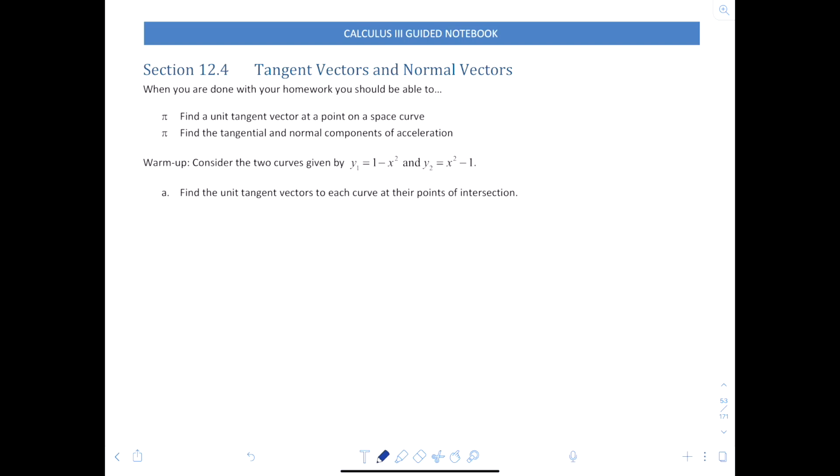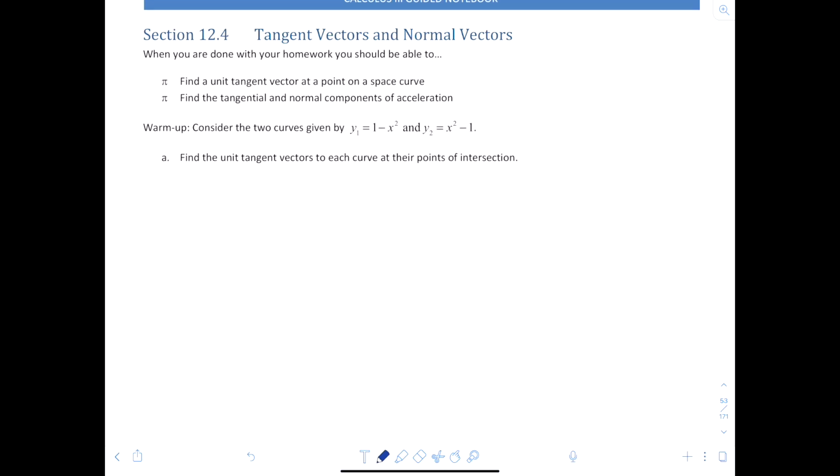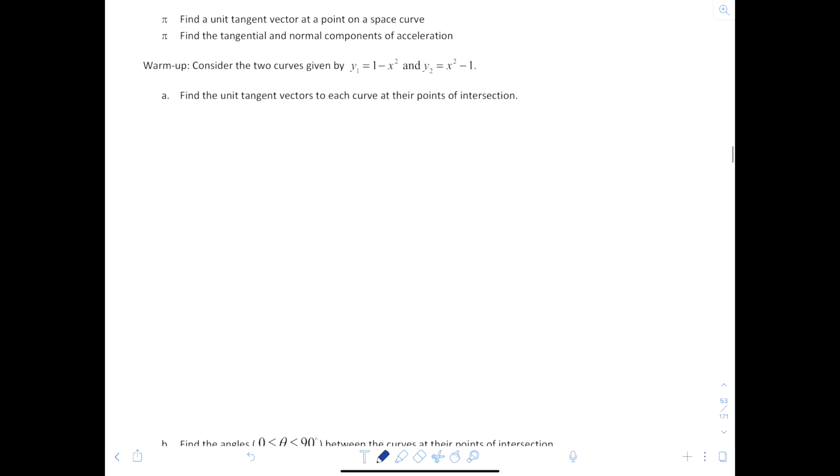Woohoo! So let's warm it on up by considering the two curves given by y1 equals 1 minus x squared and y2 equals x squared minus 1. So our first job is to find the unit tangent vectors to each curve at their points of intersection. So let's check it out. To find the point of intersection, we just equate them to each other.